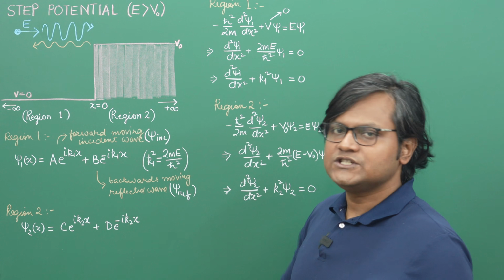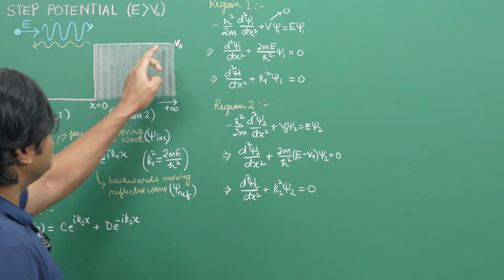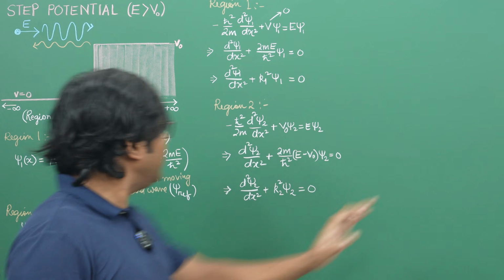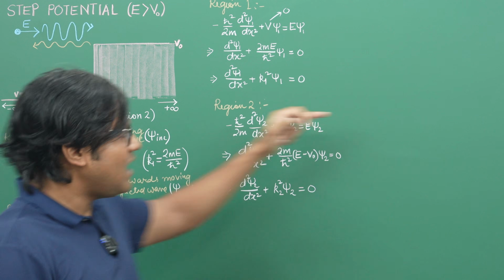Now this solution is not really possible. Why? Because this constant potential approaches infinity. This constant potential starts at x equal to 0 and extends up to infinity.